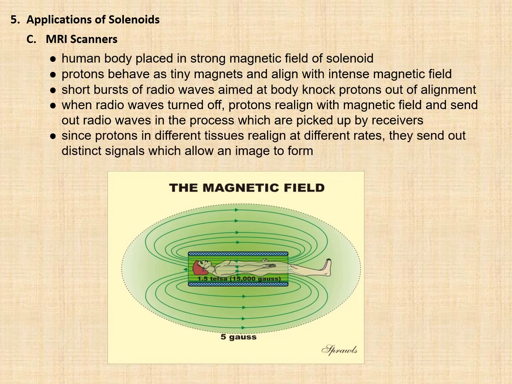It turns out that protons in different tissues will realign at different rates, and thus send out distinct signals, which allow an image to form. So you can imagine that the protons in, let's say, a malignant tumor will align at different rates and send out signals of different frequencies, which will look distinctly different from the protons of healthy cells. In this way, it's the difference in the realignment rates that forms the distinct signals that we see as the scan.